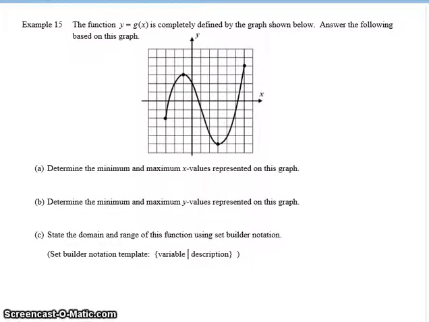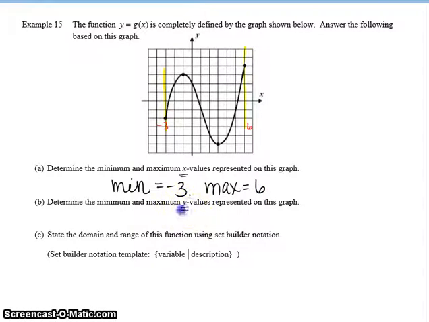Okay, example 15. Determine the minimum and maximum values. Okay, x values. So looking on x goes all the way. Remember, x is left to right. Okay, so then you're just going to read that. This is negative 1, 2, 3. So it's all the way from negative 3 up until 1, 2, 3, 4, 5, 6. So my x's go from negative 3 to 6. So my minimum is a negative 3 for the x values, and my maximum is a 6.